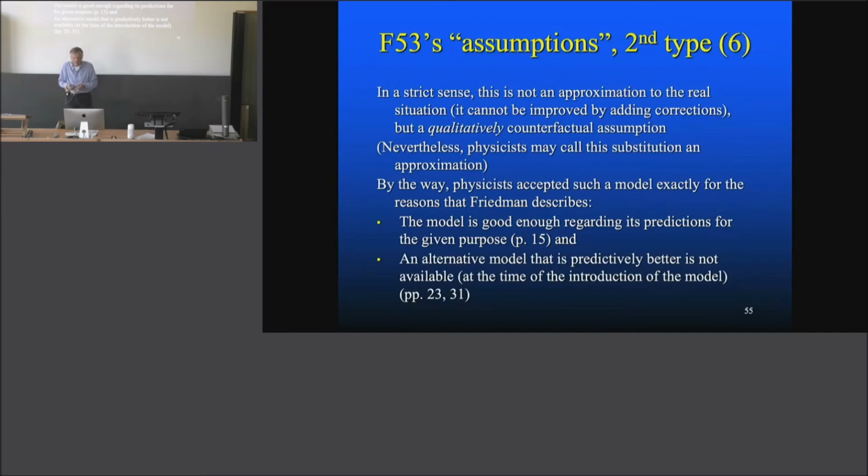An alternative model that is predictively better is not available at the time of the introduction of the model. So this is exactly the case. If you tried to calculate the properties of a nucleus in 1938 on the basis of its real structure, namely composition of particles, you couldn't calculate anything. You didn't have the physics. It took 15 years or something.